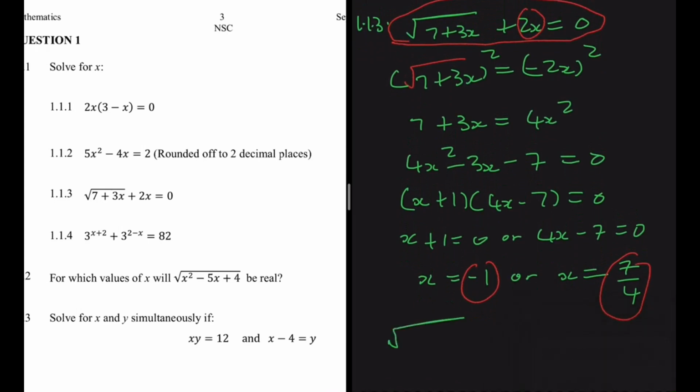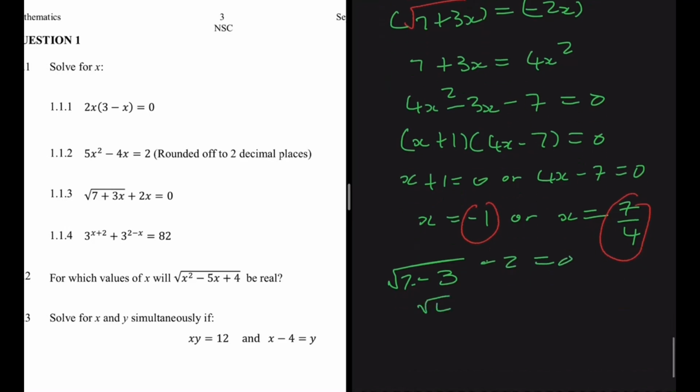So again, let's have 7 plus 3. In place of x, let me put minus 1. So this will just be minus 3, right? And then 2x when x is minus 1, so this will be minus 2 being equal to 0. So you can see here we have square root of 4 minus 2, so this will be 2 minus 2, so this is equal to 0. So it seems like this one works.